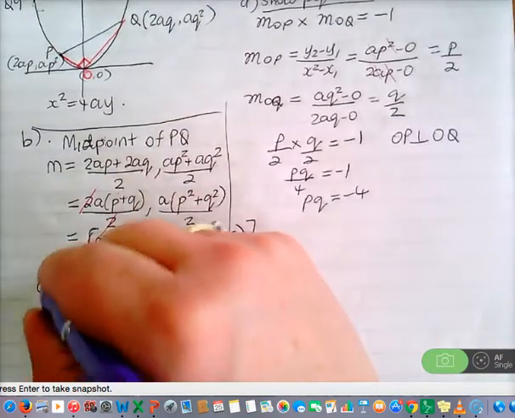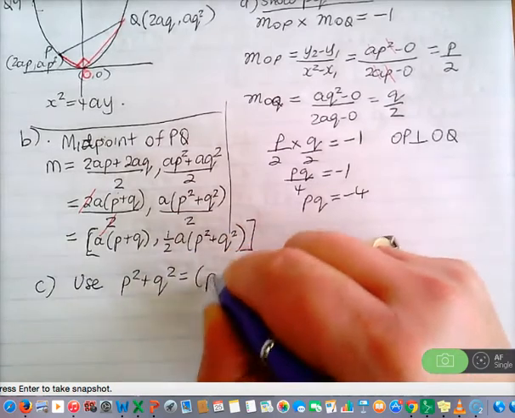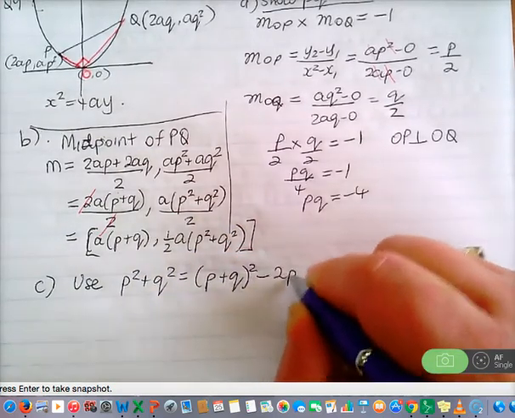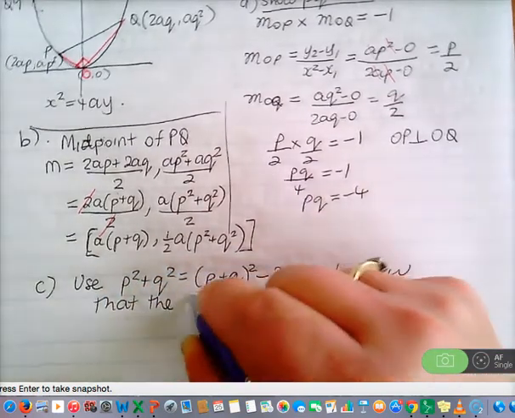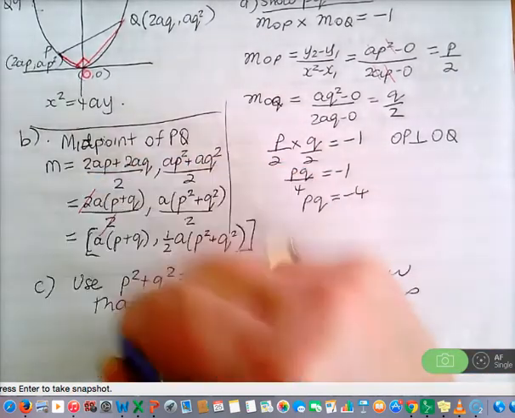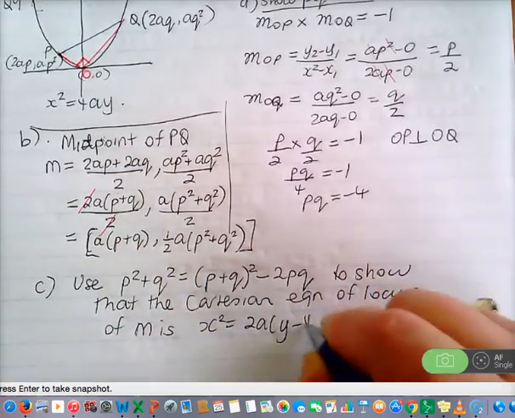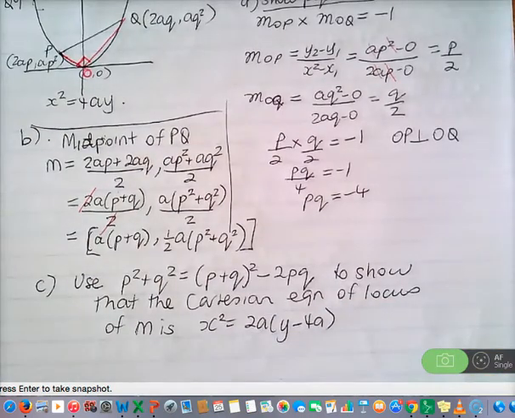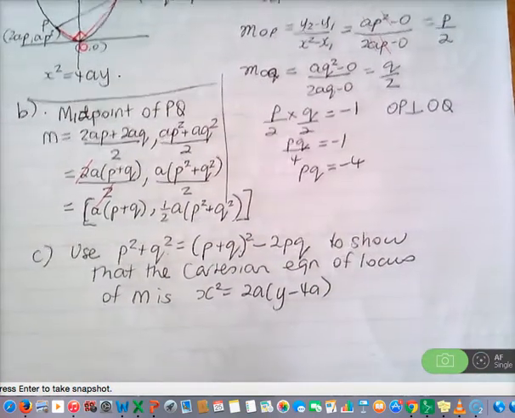I'm going to write down this next question. It says use the fact that P squared plus Q squared equals P plus Q squared minus 2PQ, we know that, to show that the Cartesian equation of the locus of M is x squared equals 2A bracket y minus 4A. All right, we'll start with that. I don't mind if we use that at the end or we start with it. Let's just use it at the end maybe, otherwise it's going to get a bit long.